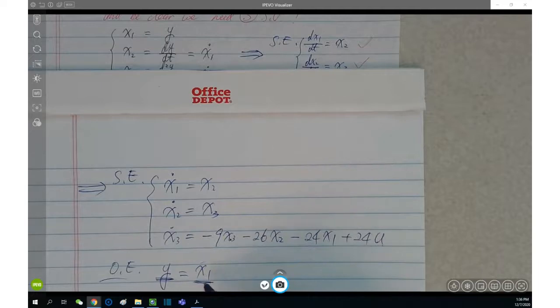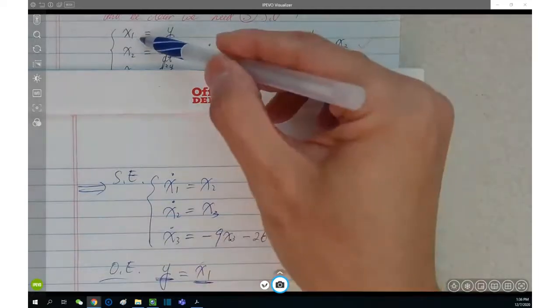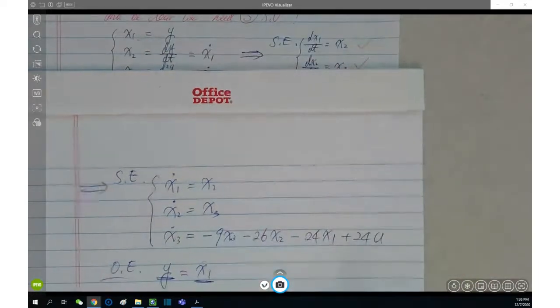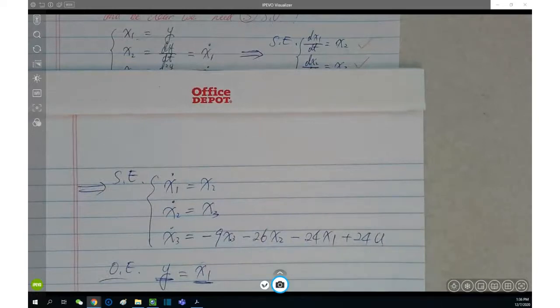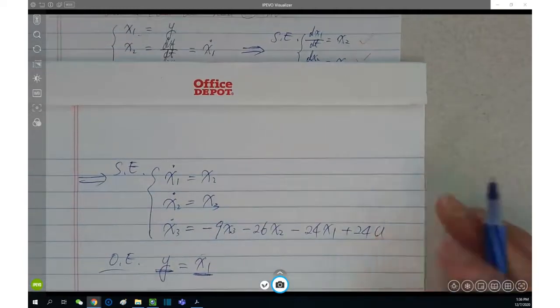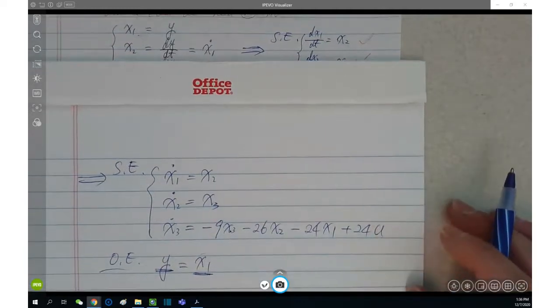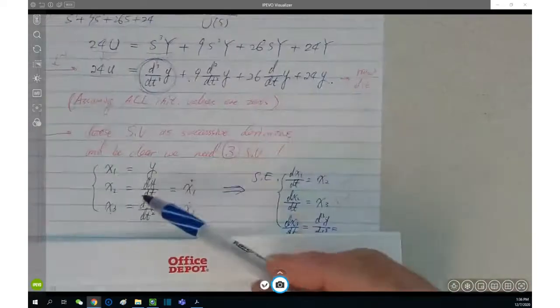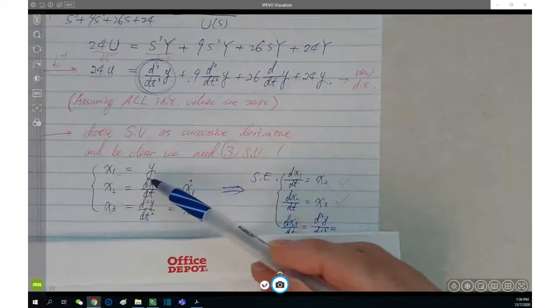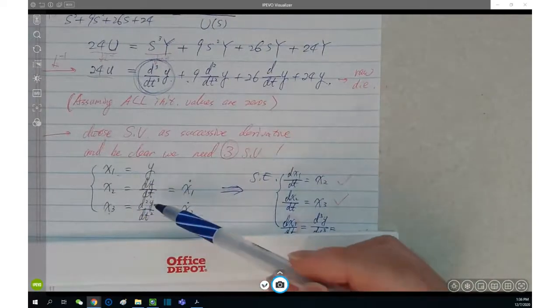Well, you have x1 here. You got this equation. It's not violating any rule, not violating any format. Done. Just as easy as this. The key is here, back to here. The black color is the key: how you choose the state variables and how many you need.